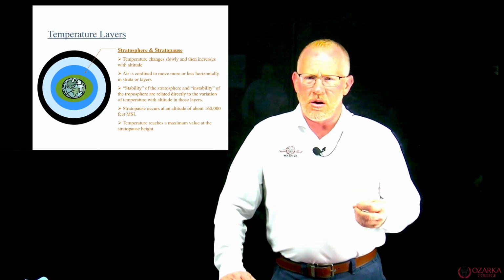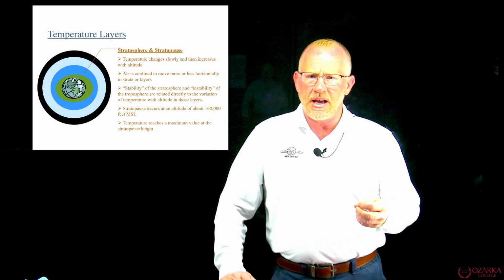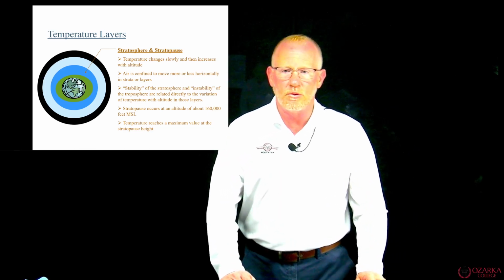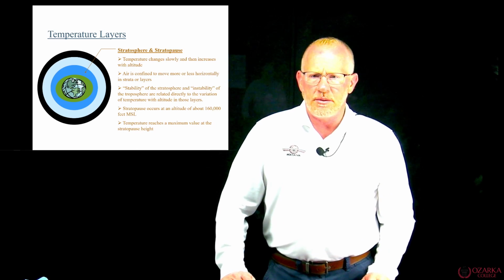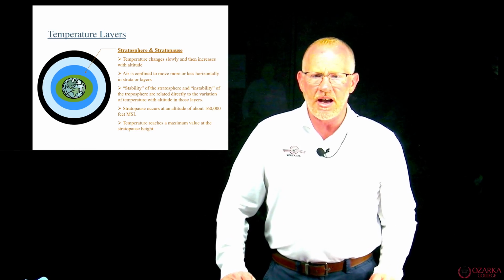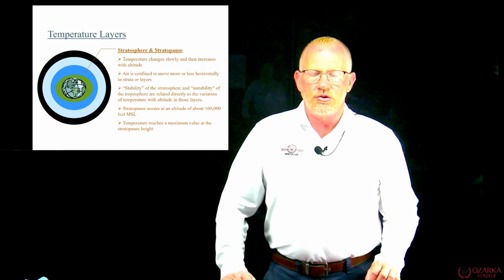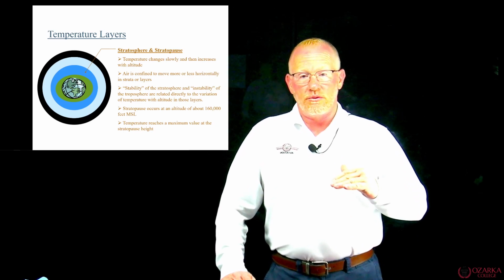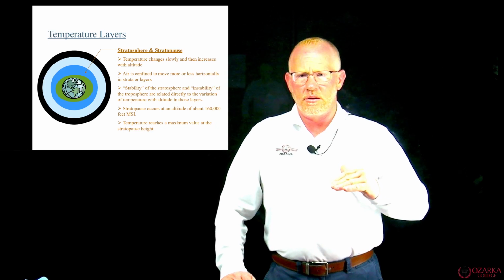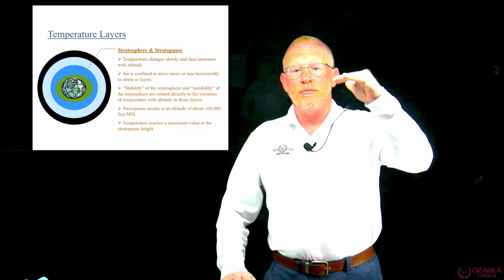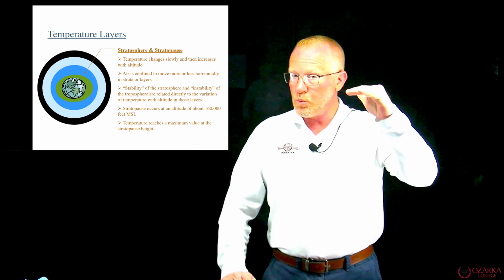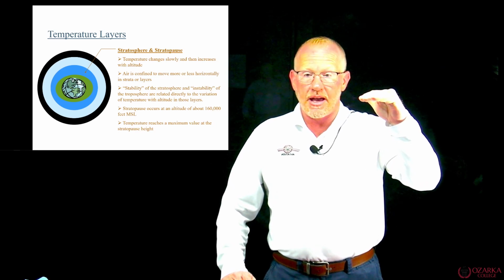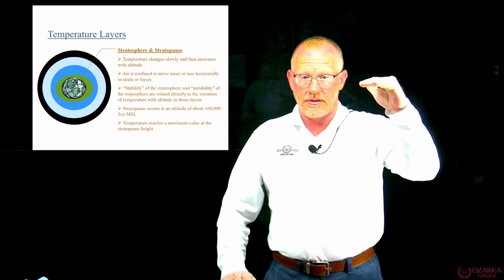The stratopause occurs at an altitude somewhere around 160,000 feet above sea level. All right. Now, temperature reaches a maximum value at the stratopause height. So remember that once you go through the tropopause and you keep going up in altitude, temperature gets warmer, with a maximum temperature being reached at the stratopause height. Okay?